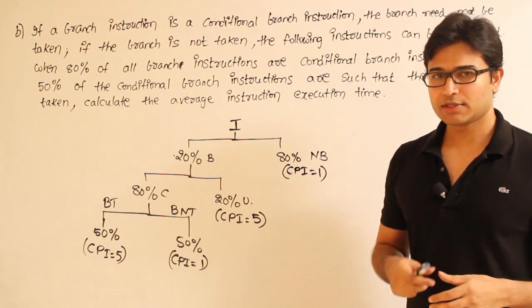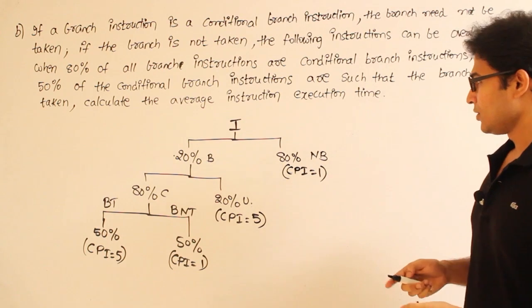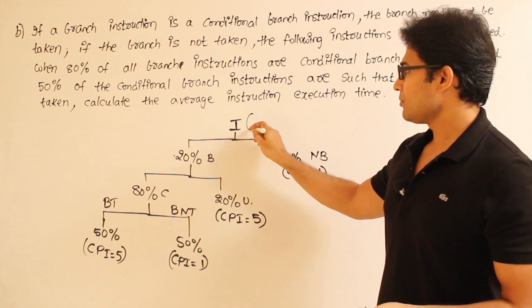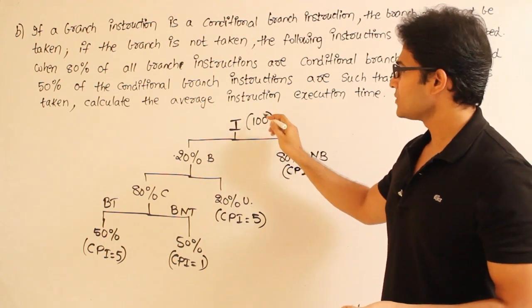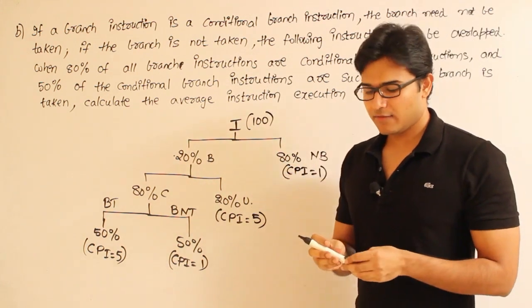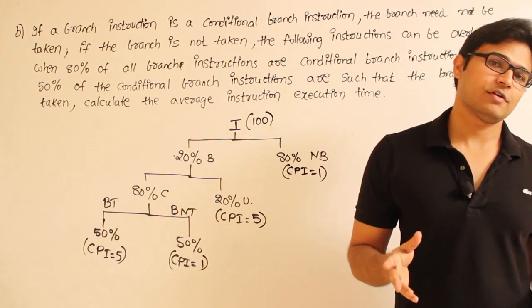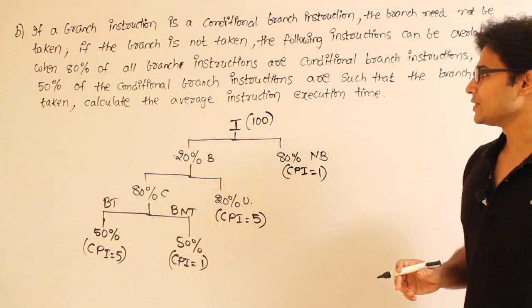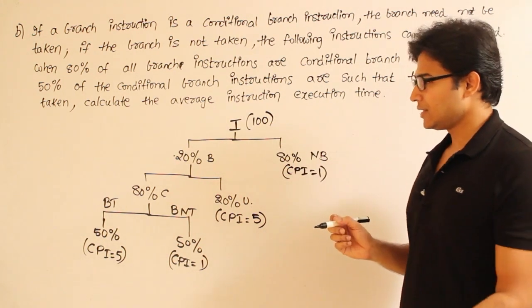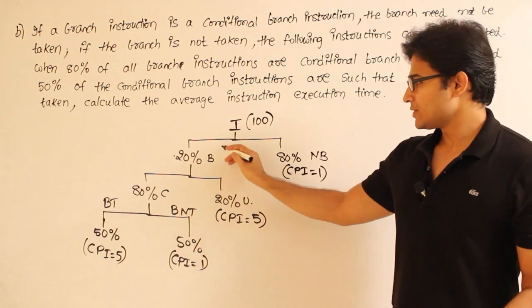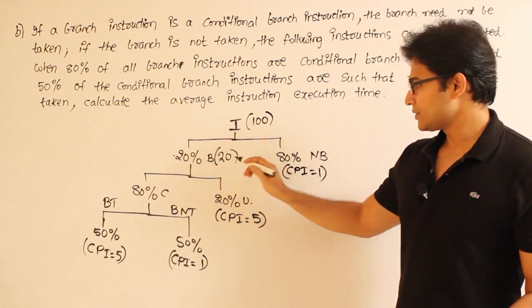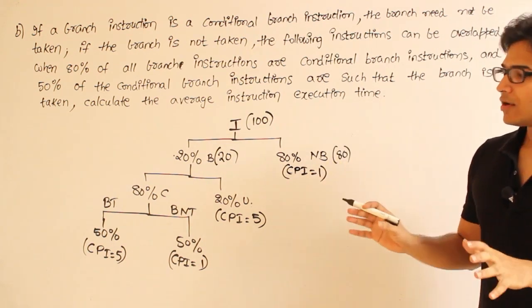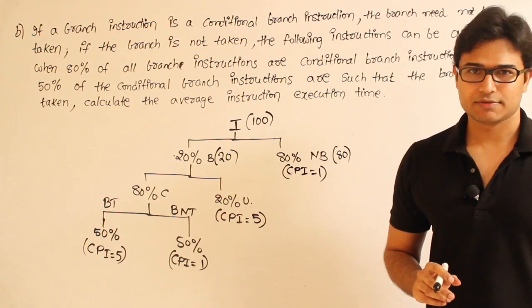The other way of solving this is, you can assume that there are totally 100 instructions and continue with it. Let us say the total number of instructions is 100. Whenever these percentages are given, it is very easy if you assume the total number of instructions is 100, then you can easily count it. Out of 100 instructions, 20% are branches, therefore 20 instructions will be branches, and 80% are non-branch, which means 80 instructions are not branching instructions, right?